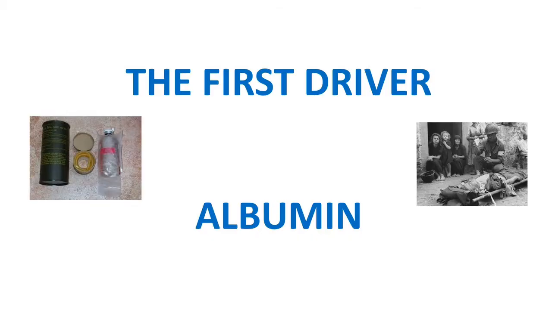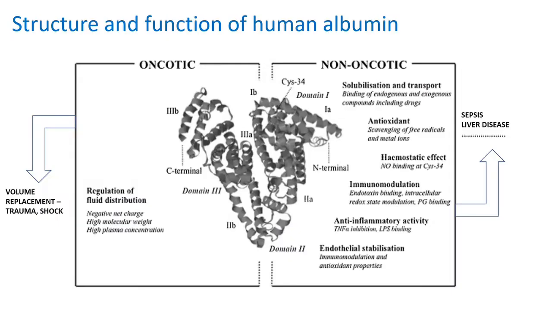So let us talk now about the proteins in terms of their chronological appearance on the clinical landscape as I have described. And the first of these drivers is albumin. And I have already said that albumin was initially developed as a product to address severe injury and blood loss. And this function of albumin is so-called oncotic in terms of the physiology of the albumin molecule.